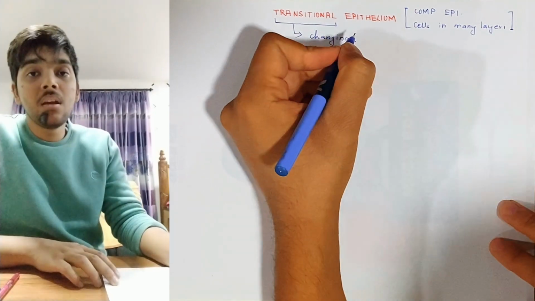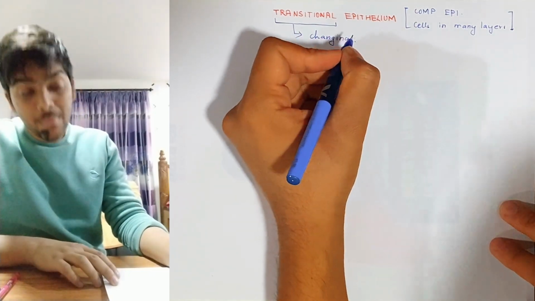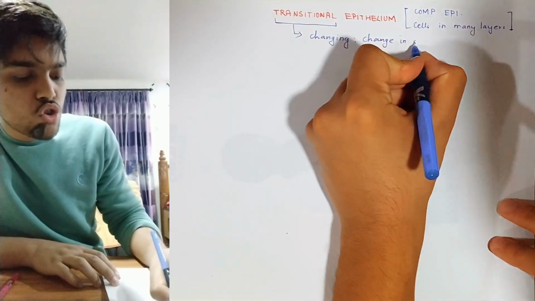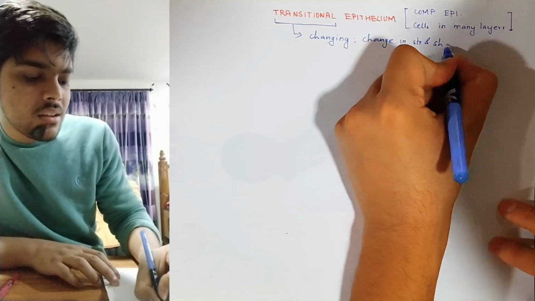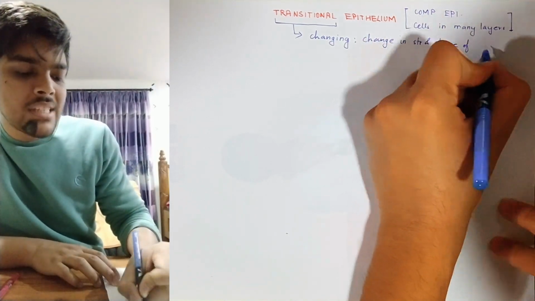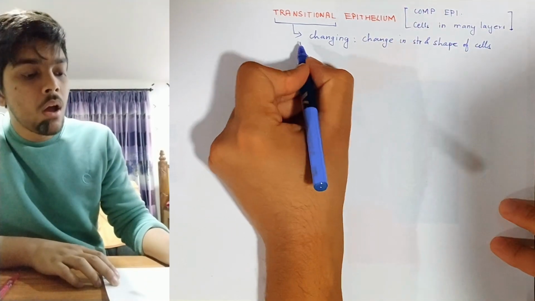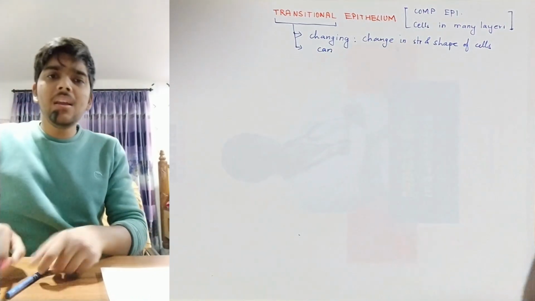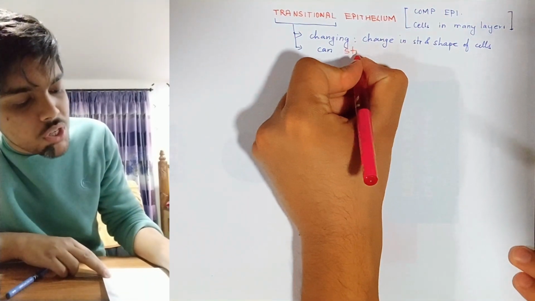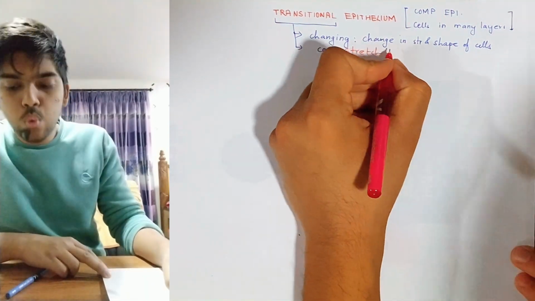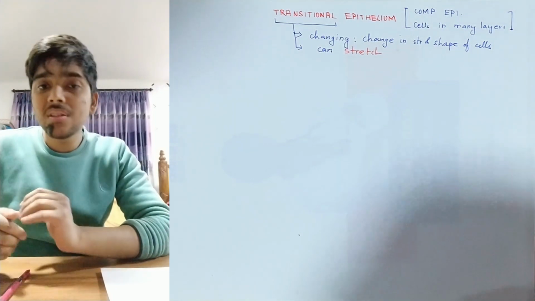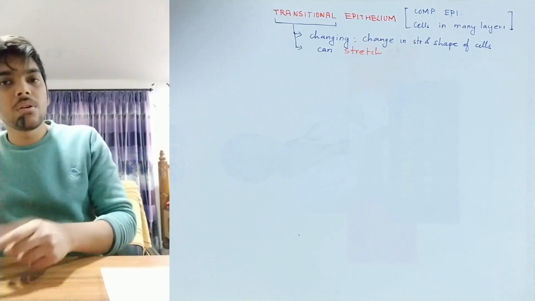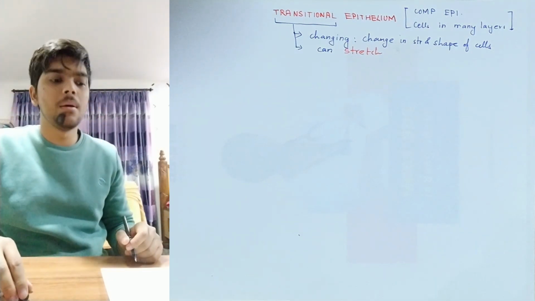Why is it called changing? Because in transitional epithelium there is change in structure and shape of the cells present in that epithelium. Why? Because this epithelium can stretch. So, how does the change in structure or shape of cells take place? For that, I'm going to show you the diagram of this epithelium.